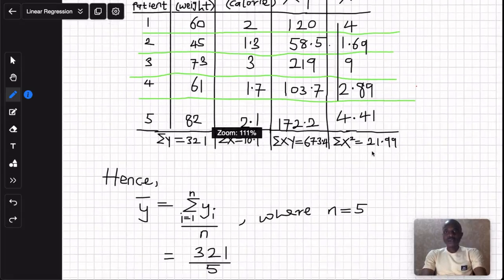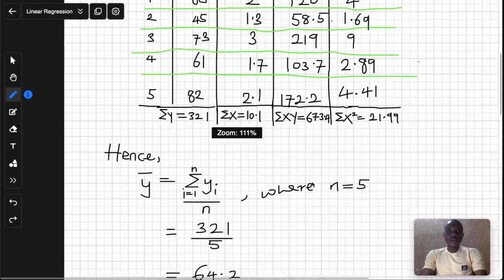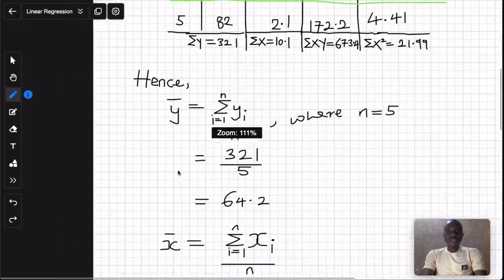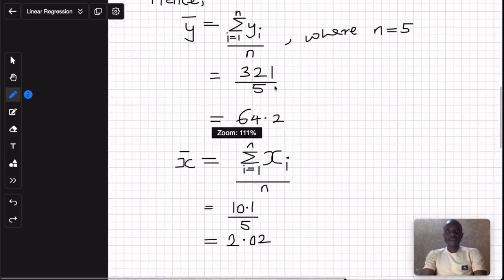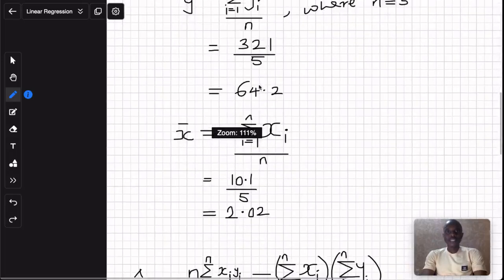You get 21.99. All right. Now you look for the average for y. You should be familiar with this equation here. Y bar equals the summation of yi over n. So i takes values from 1 to n, and n is 5 here. So we put 5 in place of n there, and then we have 64.2.